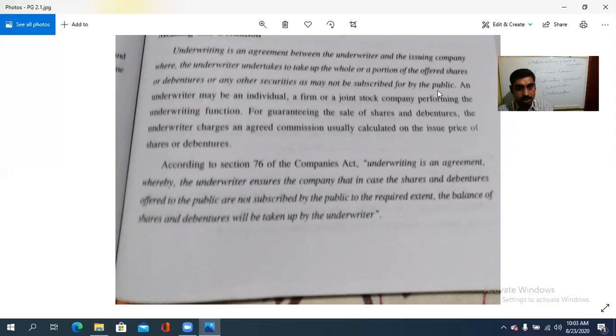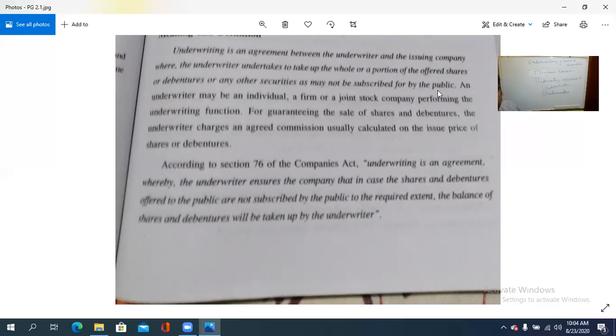An underwriter may be an individual, a firm, or a joint stock company performing the underwriting function. Either it can be a company, or a firm, or an individual themselves. Who? The underwriter, isn't it? So the underwriter may be an individual, a firm, or a joint stock company for performing such a function, underwriting function. For guaranteeing the sale of shares and debentures, the underwriter charges an agreed commission, usually calculated on the issue price of the shares or debentures. Share or debenture issue price, they are charging some commission for the work undertaken by this underwriter.